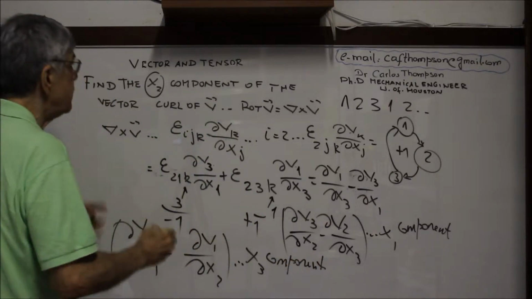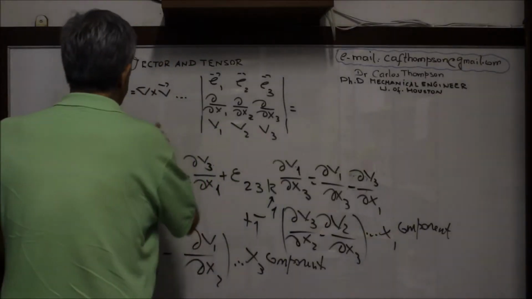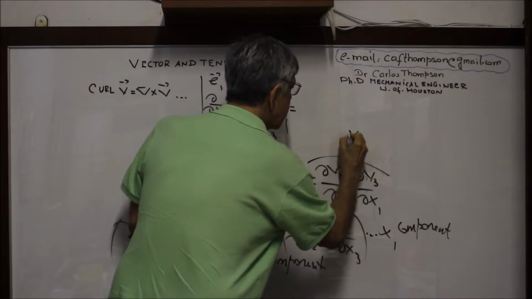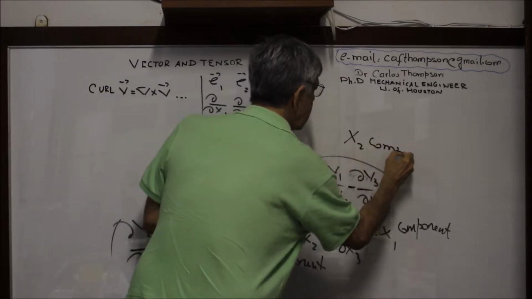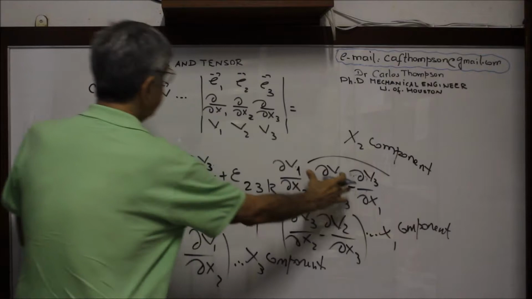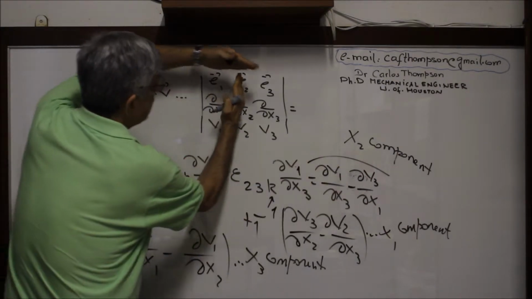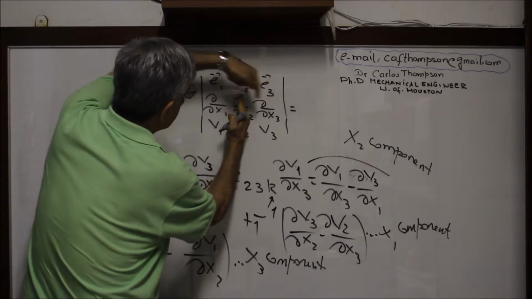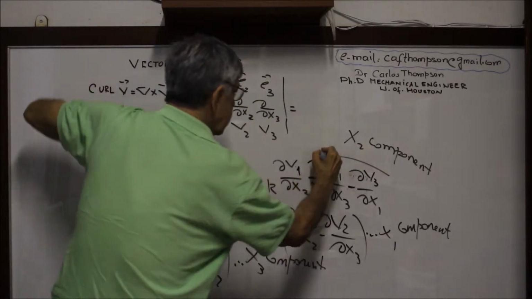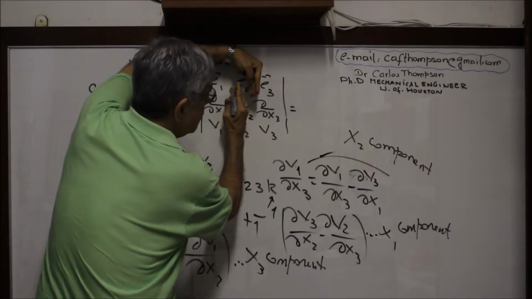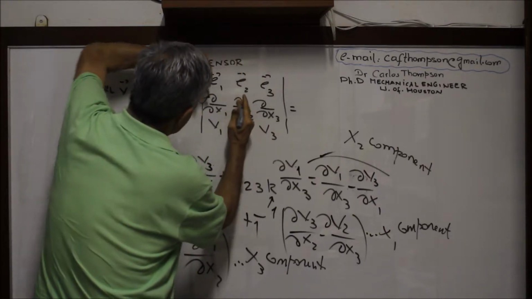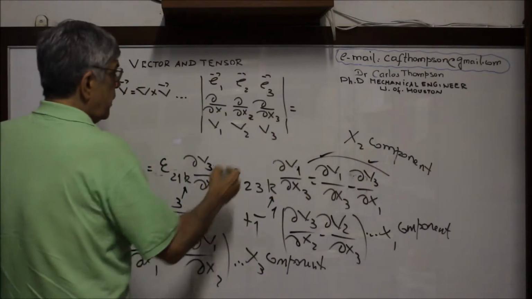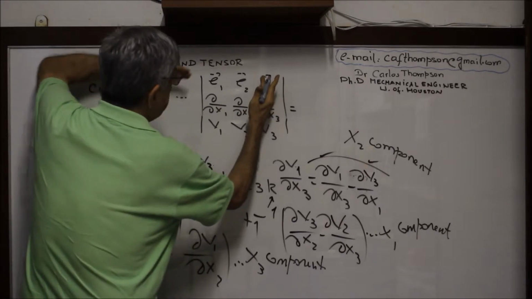See, it's very, very easy now. You can check. That's the first one. Do you remember? This is the x2 component. Now, you just cross over here, and this starts first in this direction. Partial v1 with respect to x3 is here. Now, minus partial of v3 with respect to x1 is right here.